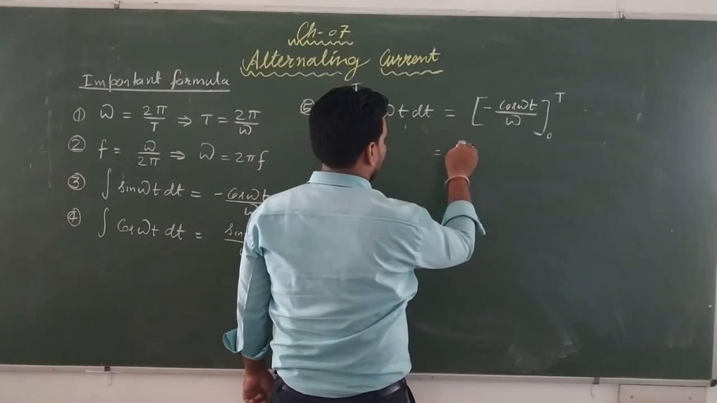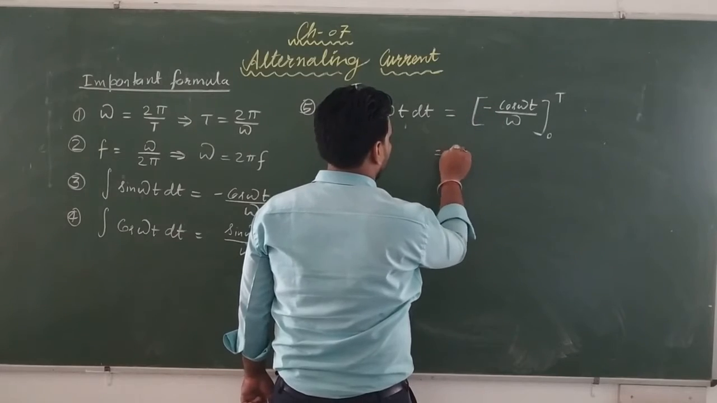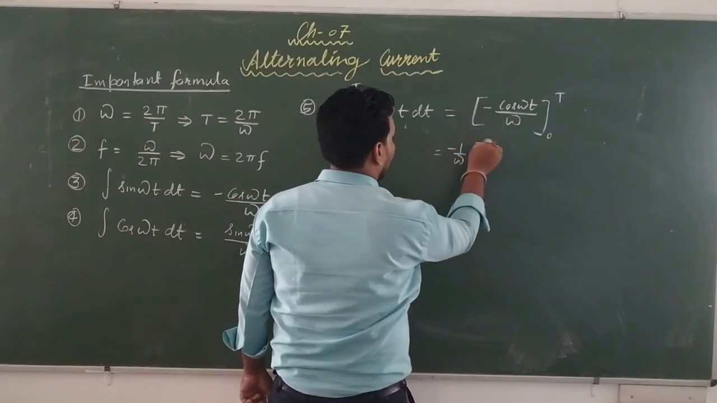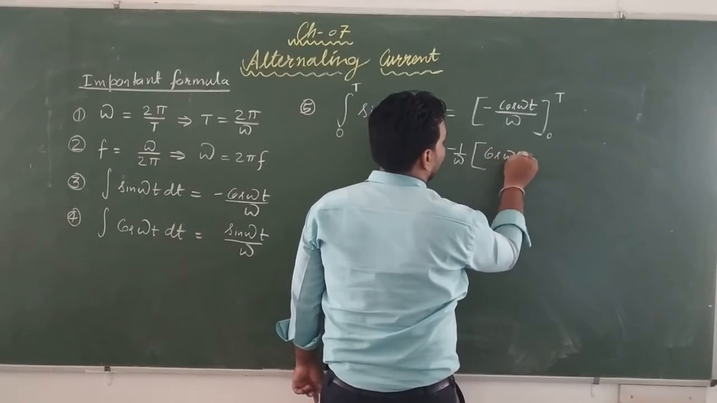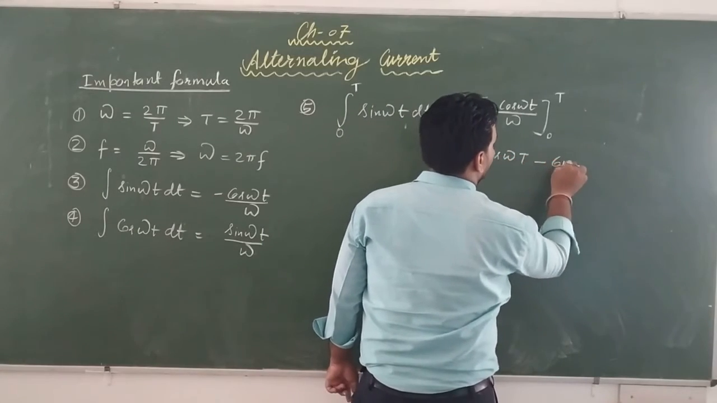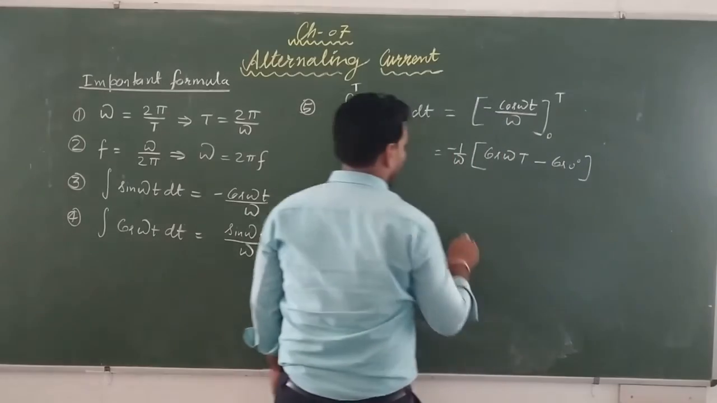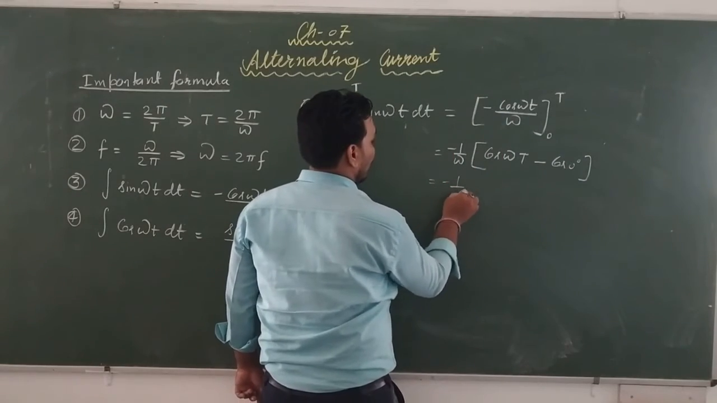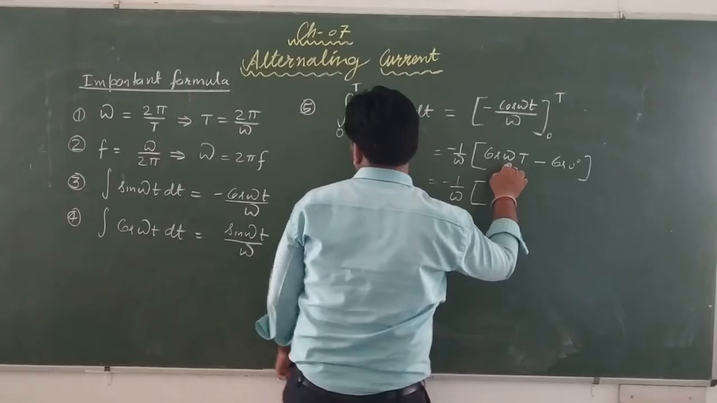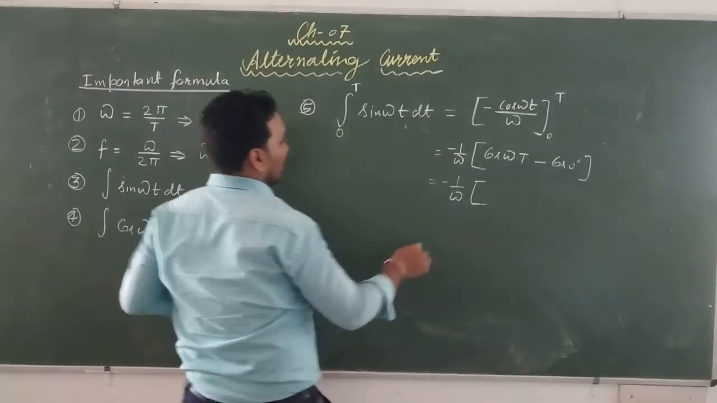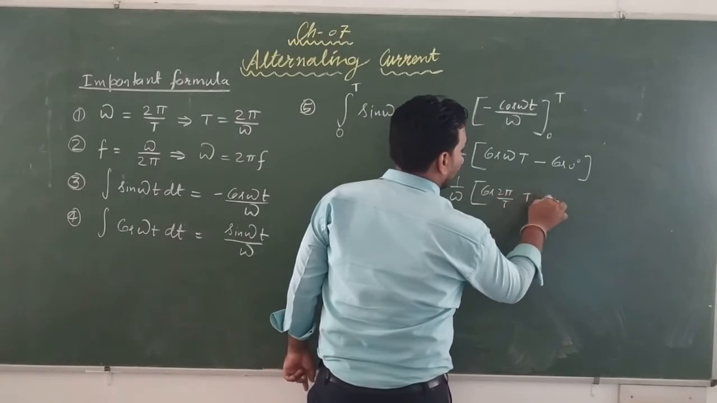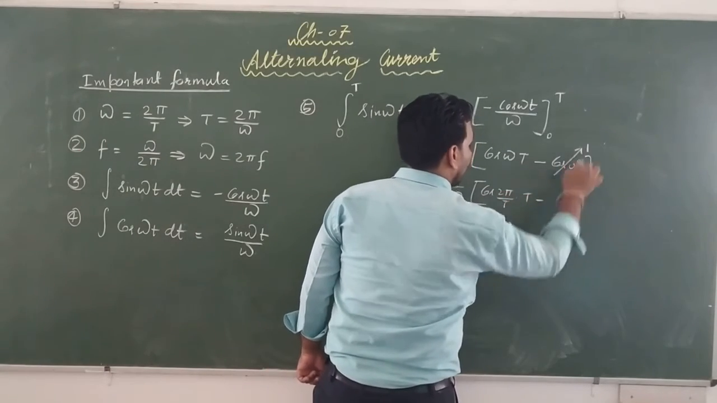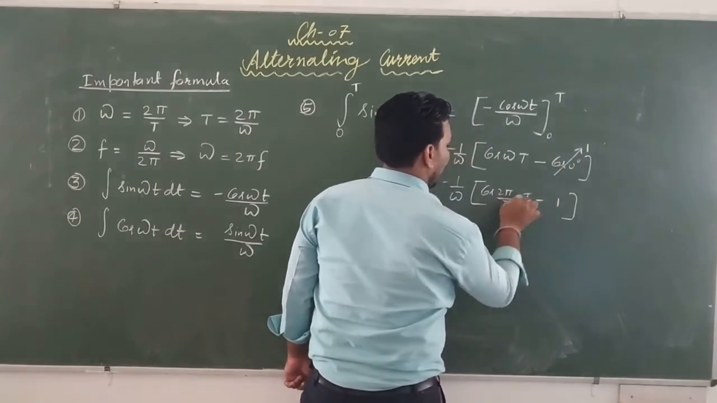This 1 upon omega has nothing to do with limits, minus sign also. So minus 1 upon omega, in bracket, upper limit, cos omega capital T minus cos 0. Now, minus 1 upon omega. What is omega? Omega is 2 pi by capital T. So cos 2 pi by capital T into T minus what is the value of cos 0? It is 1. So T and T cancelled out.